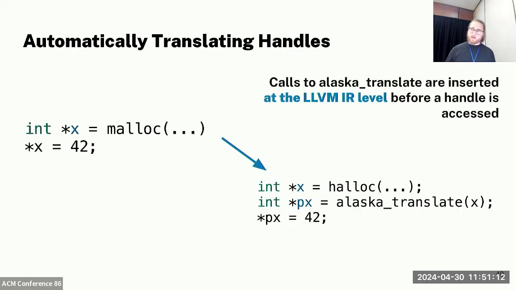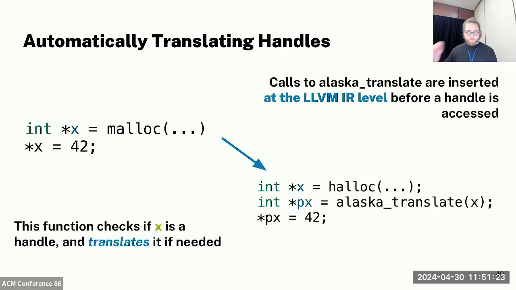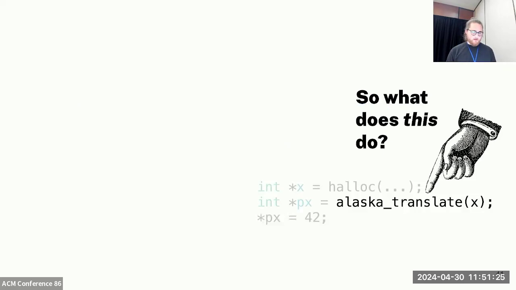Before any access to a pointer, we have to guarantee that we check whether or not we need to translate a pointer or not. And we insert this call to Alaska translate, which gets inlined in the back end. And this function checks if X is a handle or not, and then translates it. So really quick, we'll go over what handles look like in this system, and how translation happens.